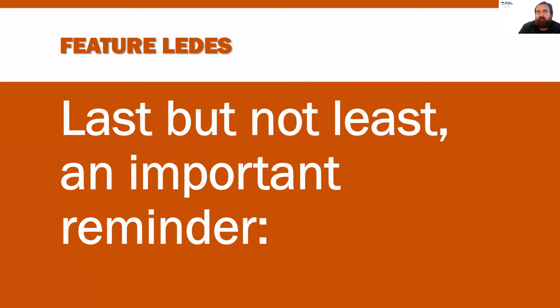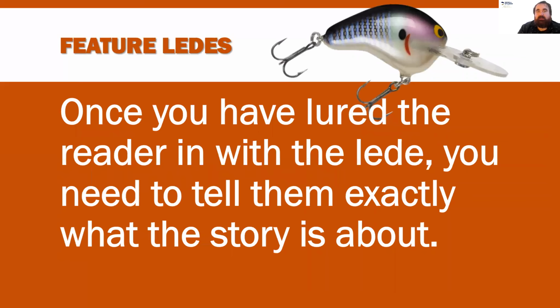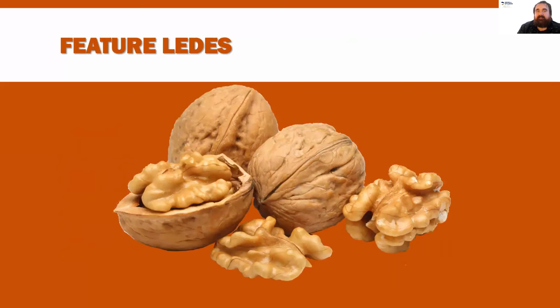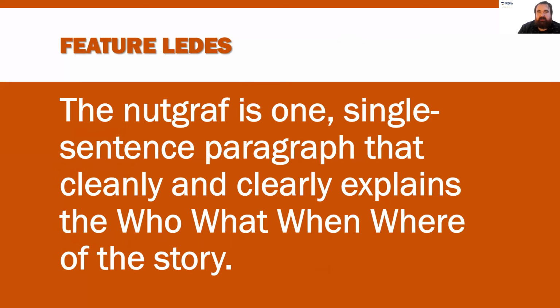And last but not least, an important reminder on this topic, which is once you have lured the reader in with your lead, you then need to tell them exactly what that story is going to be about. This is where our nut graph comes into play. A nut graph is the term for the paragraph that comes right after the feature lead and tells the reader exactly what the story is. It sums the story up in a nutshell.